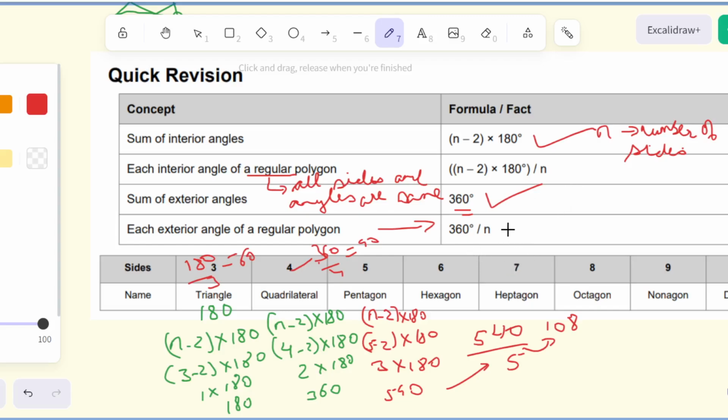Here also you can just divide by n. Make sense? Okay. And these are the names of the polygons that you should know. The three-sided one is known as triangle, quadrilateral, pentagon, hexagon, heptagon, octagon, nonagon, decagon. I think triangle and quadrilateral are very common ones we already would have done in lower grades. But now we will also cover the questions related to sides greater than 5, greater than 4.